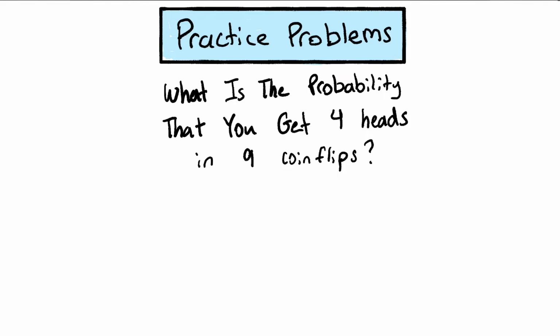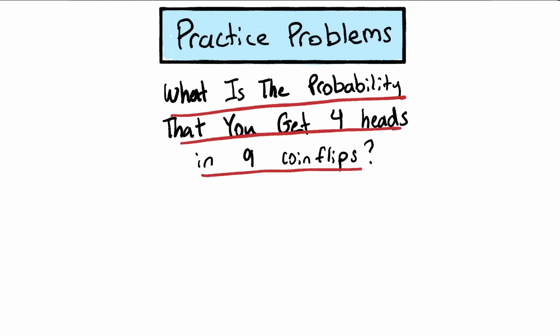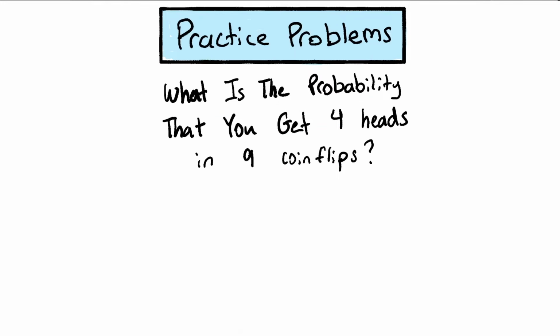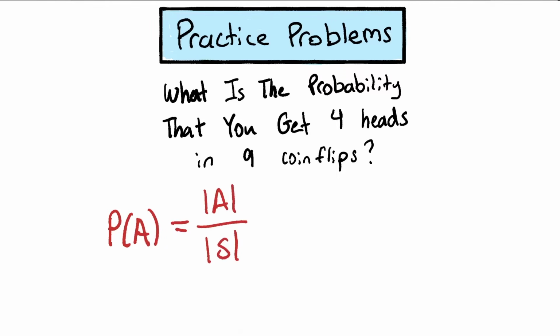Now for another practice problem, what is the probability that you get 4 heads in 9 coin flips? Well, let's just use the same strategy. We know the probability of an event is the number of ways that event can occur divided by the total number of possible outcomes. Now, how many possible outcomes are there? Well, for each flip, there's 2 possible outcomes, a head or a tail. So if we do 9 total coin flips, there are 2 to the 9th total possibilities in our sample space.